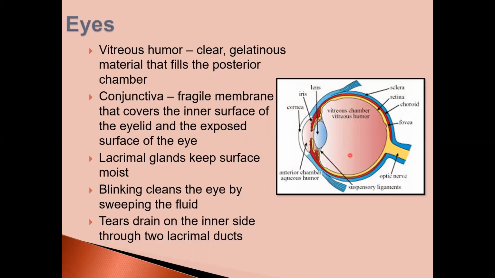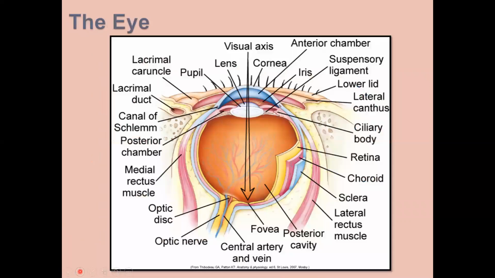The conjunctiva, which isn't pictured in this slide, is a fragile membrane that covers the inner surface of the eyelid and the exposed surface of the eye. The lacrimal gland keeps the surface moist. Blinking clears the eye by sweeping the fluid. Tears drain on the inner side through the two lacrimal ducts. In this picture, you can see the lacrimal ducts.